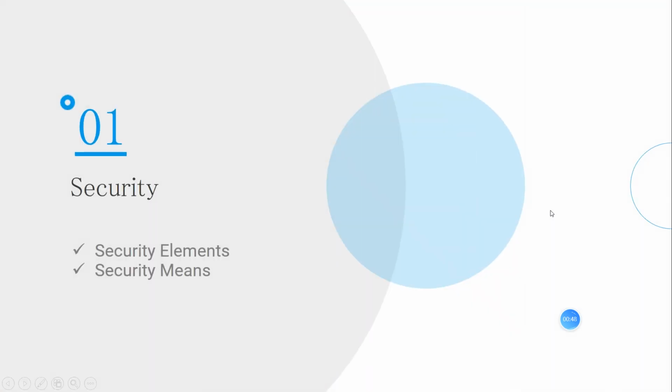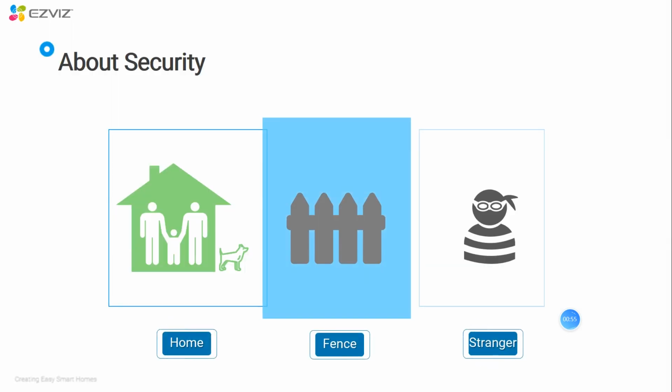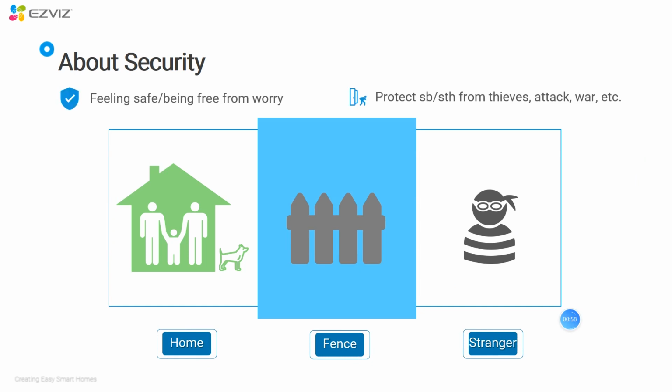Now let's begin with the first part, the security elements and means. So what is security? The meaning is feeling safe and being free from worry, which means we can protect somebody or something from thieves, attacks, war, etc. So basically, security is just like the fence between our home and a stranger.